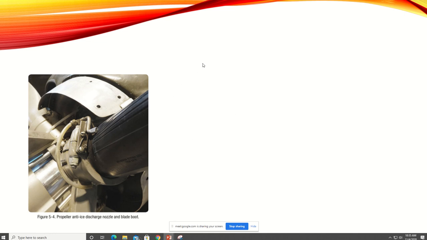The propeller rotates, we call it centrifugal force. Okay, you know what centrifugal force means, it pulls the blade outward. So when it rotates, the fluid disperses and can go along through the blade. Okay, so that's why it is just here.